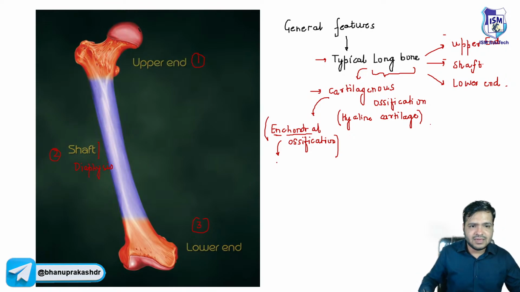And you can very well see the longest part of the bone. It is the shaft. Above the shaft, we have the upper end, and below the shaft, we have the lower end of the femur.